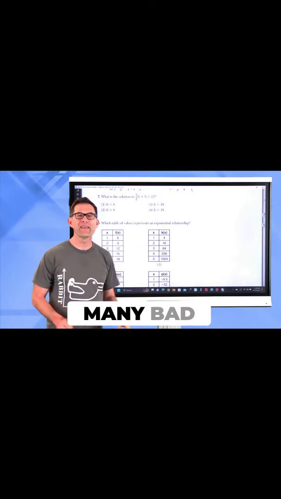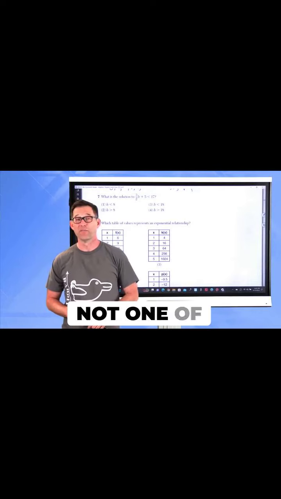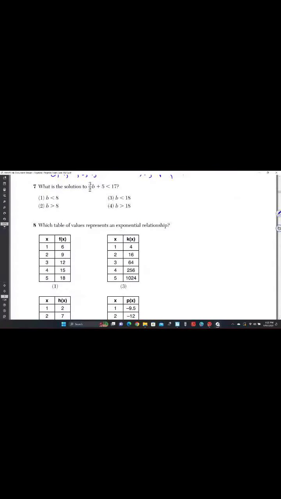There are so many bad questions on this test, it's really amazing. Number 7 is not one of them. It's perfectly fine. Let's take a look at it. What is the solution to 3 halves times b plus 5 is less than 17?